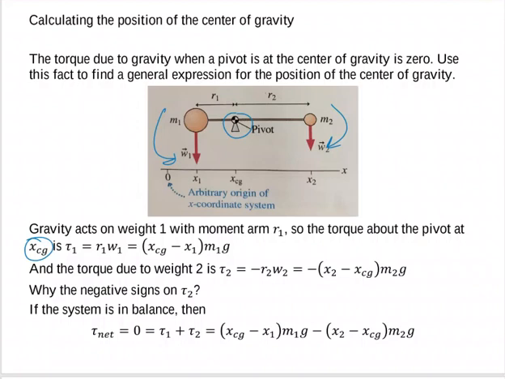So this one's negative R2 W2, and then equals negative. The R2 is now X2 minus XCG, so we're just replacing R with X. M2G. So why is the negative on torque 2? Because it's clockwise rather than counterclockwise torque. Okay, if the system is in balance, then torque net equals 0.